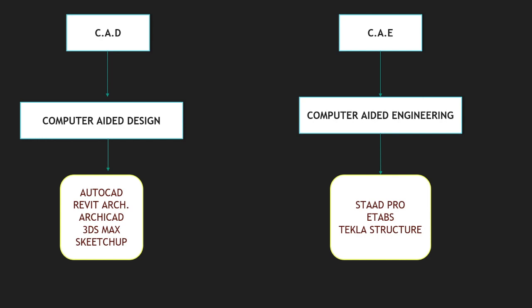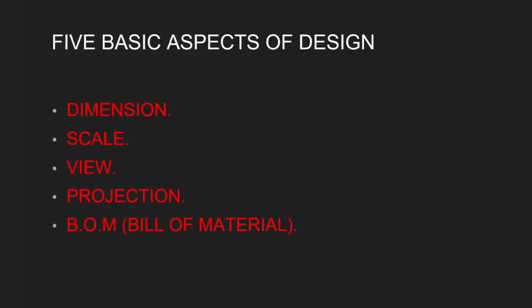For CAD we have a set of softwares like AutoCAD, Revit Architecture, ArchiCAD, 3ds Max, and SketchUp. Some other softwares are also there; we'll see them in further videos. For computer aided engineering, we also have a set of softwares like STAAD.Pro, ETABS, and Tekla. We will see the features, advantages, disadvantages and comparison of these softwares in future videos, but this is just to give you basic knowledge. So this is the path. Once we have done the design, 3D modeling and rendering, we have to analyze whether the structure is safe or not, and then we go for the execution or construction.